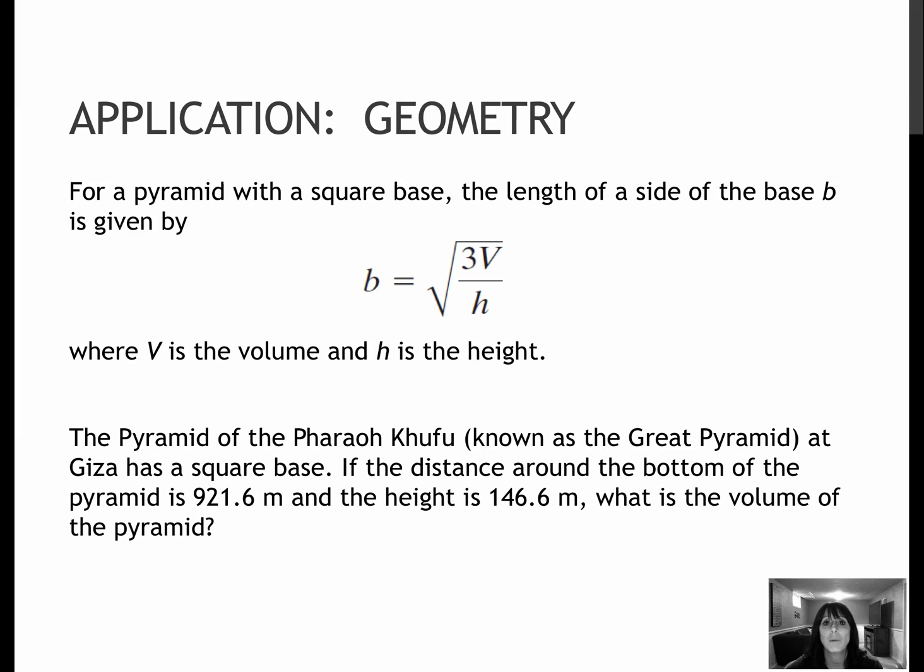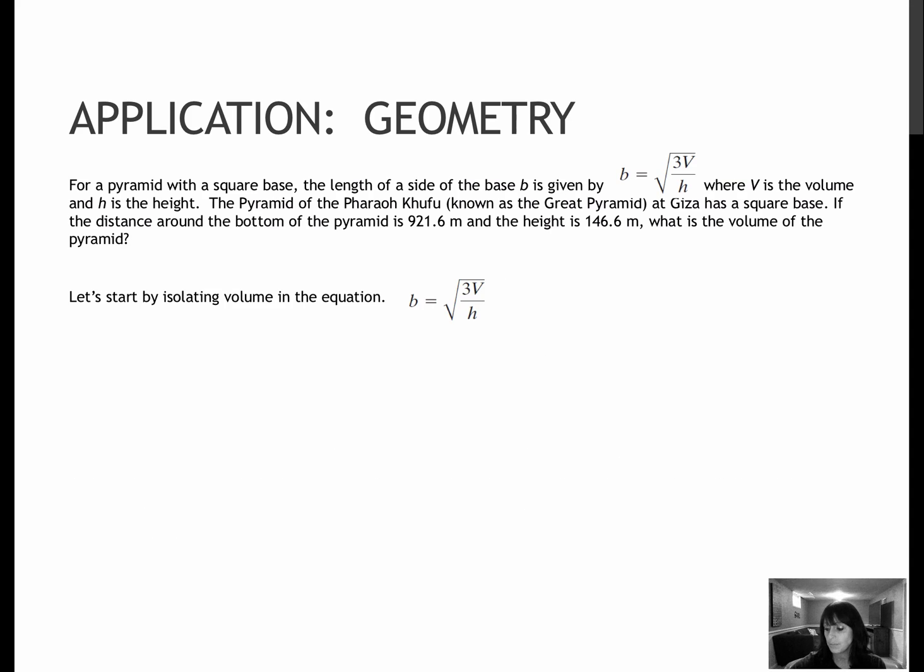So let's look at how we might be able to manipulate this equation so that it's V equals instead of B equals. If I'm trying to get V by itself, I might square each side because I know that that's going to get everything out of this radical. So that's going to give me B squared equals 3V over H because this and that index of 2 canceled.